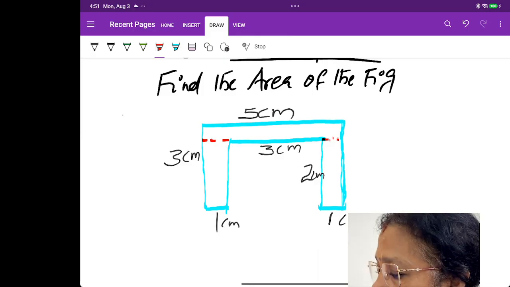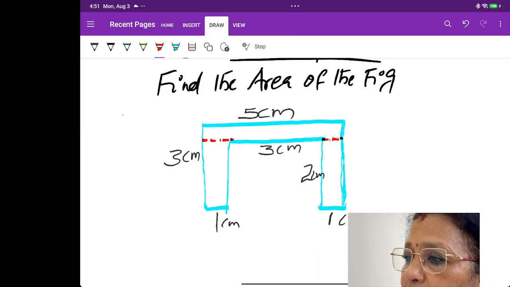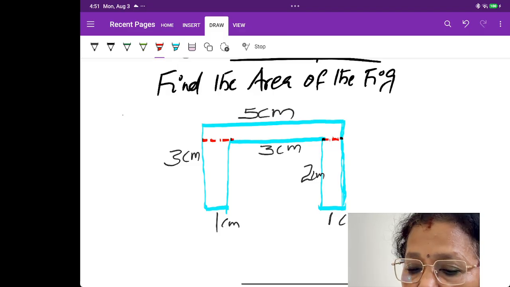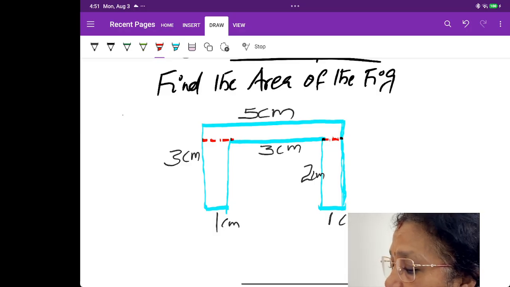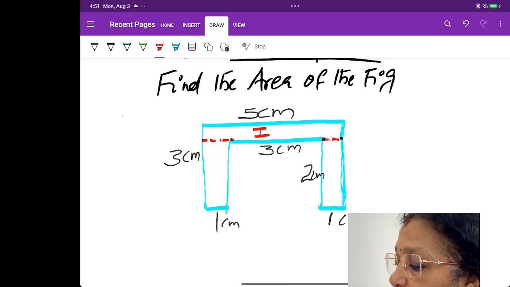Let us cut this like this. Okay, joined this. So that we are getting three rectangles. Rectangle number 1, rectangle number 2 and rectangle number 3.